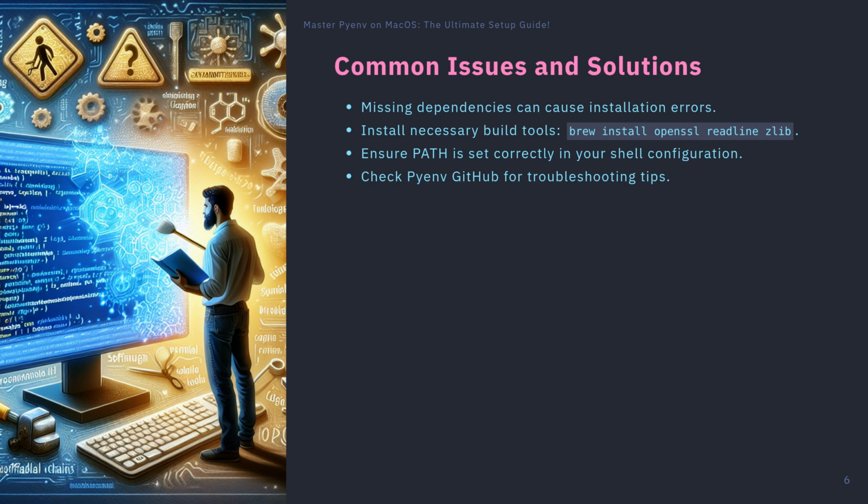Another issue might be related to the path not being set correctly. If you run pyenv versions and see no installed versions listed, double-check your shell configuration file to ensure that the initialization commands were added correctly. If you're still having trouble, consider checking the Pyenv GitHub repository for troubleshooting tips and community support. Remember, persistence is key. Many users have successfully navigated these common pitfalls, and with the right approach, you can too.